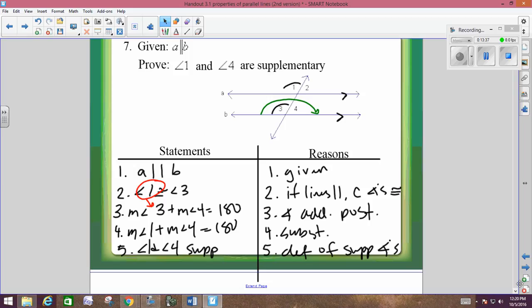It's not the only way. You could say that 1 plus 2 equals 180 by the angle addition postulate. Then 2 is congruent to 4 because they're corresponding, and substitute in that direction. So the more angles I give you, label them. Usually there's more than one way to prove it then.